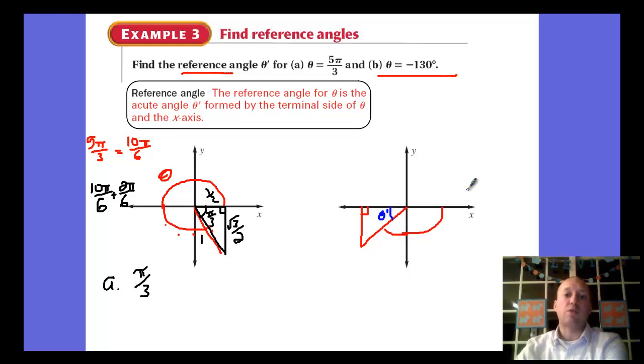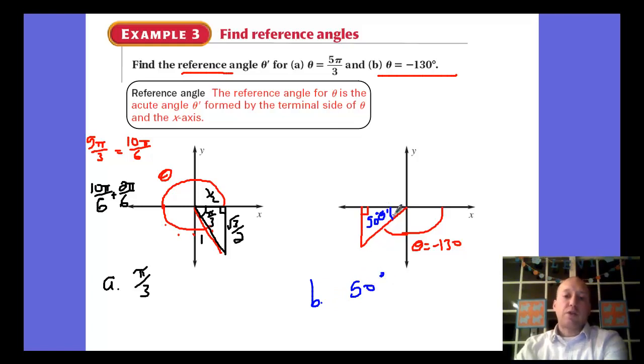Theta prime is considered the reference angle because theta was the actual angle. So theta prime will help us find the value using the unit circle. It'll give us the same ratios as theta. If theta is negative 130, then theta prime, or the reference angle, has to be how much more I need to get to 180, 50 degrees. So it's going to be like a 50-degree angle right here. So for B, the reference angle is going to be 50 degrees.